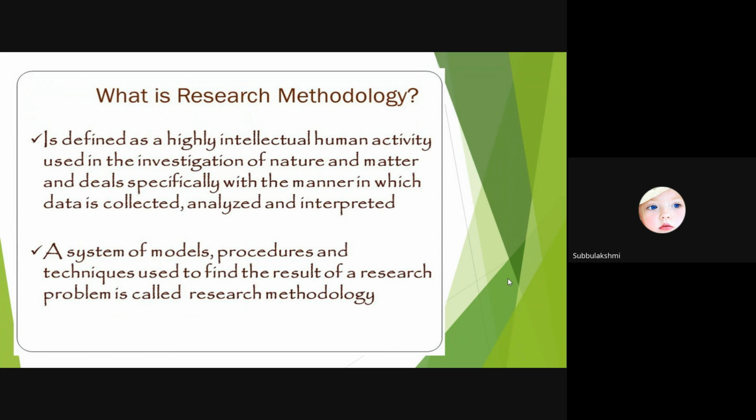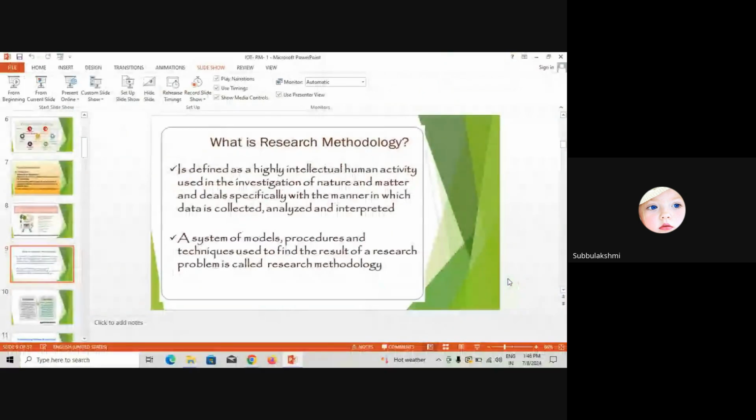Yes. Next is, research is actually a highly intellectual human activity. Yes. This human activity is used in the investigation of nature and matter, right? So the manner in which we collect, the manner in which we analyze, the manner in which we interpret, these are very, very important. Next is, research methodology is actually a system of models, procedures, and techniques, right? Which is used to find the result of the research problem. And this is what we call research methodology. Okay.